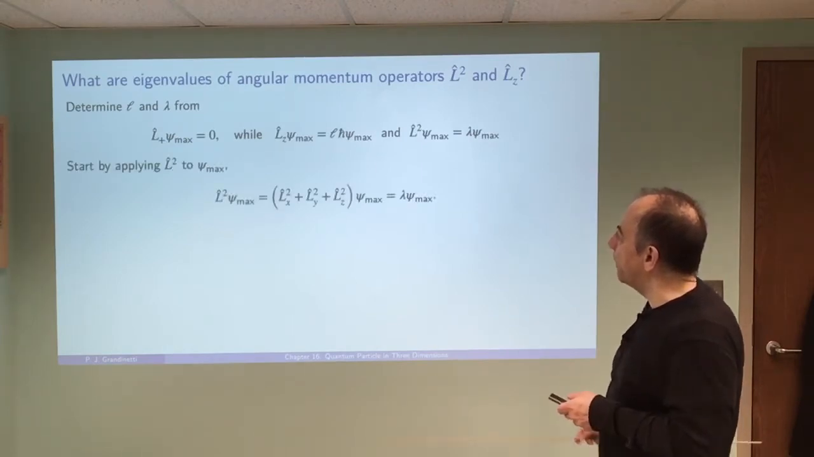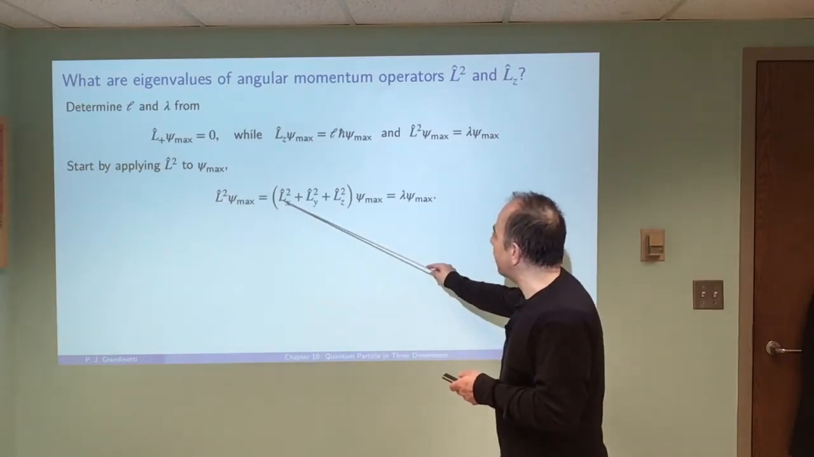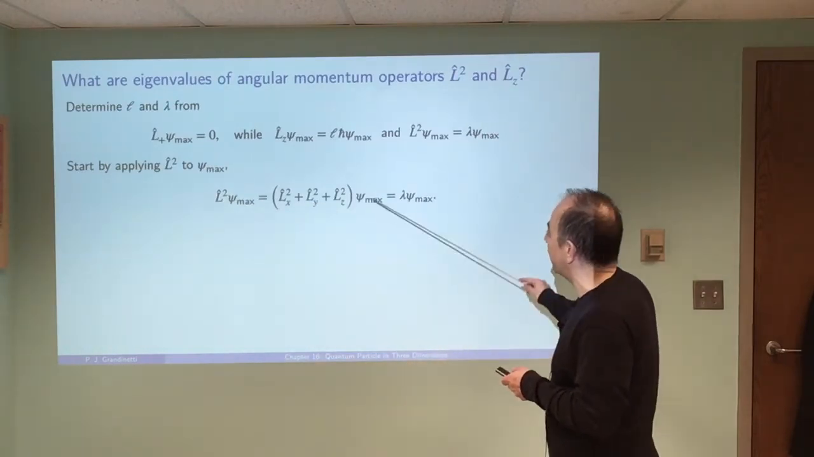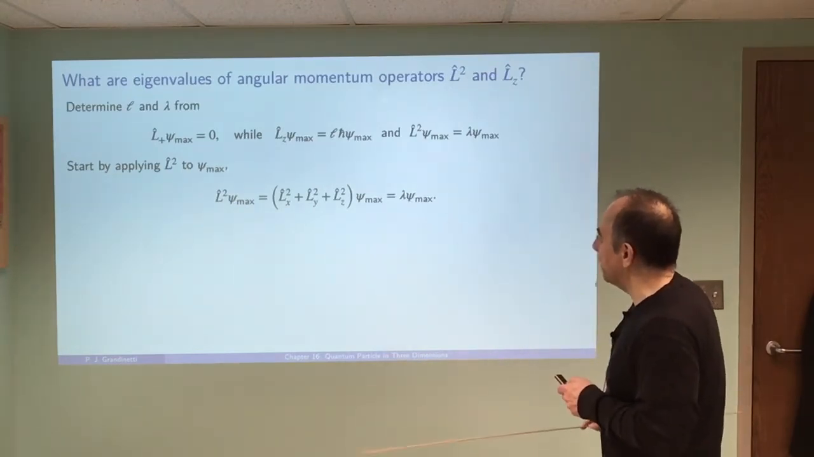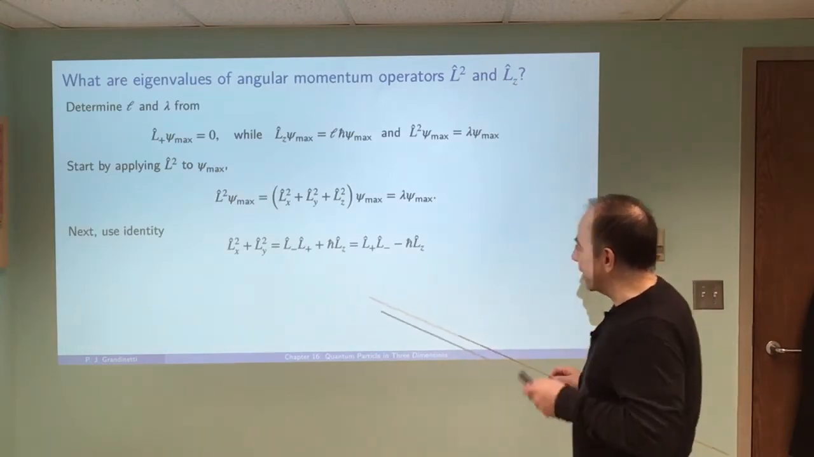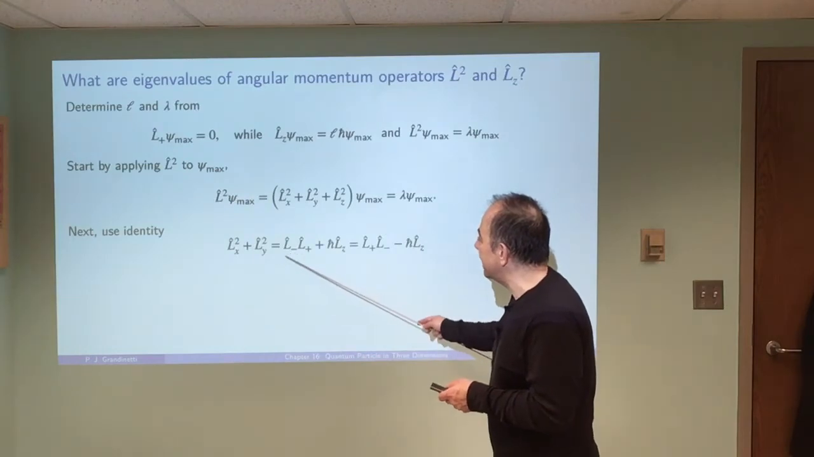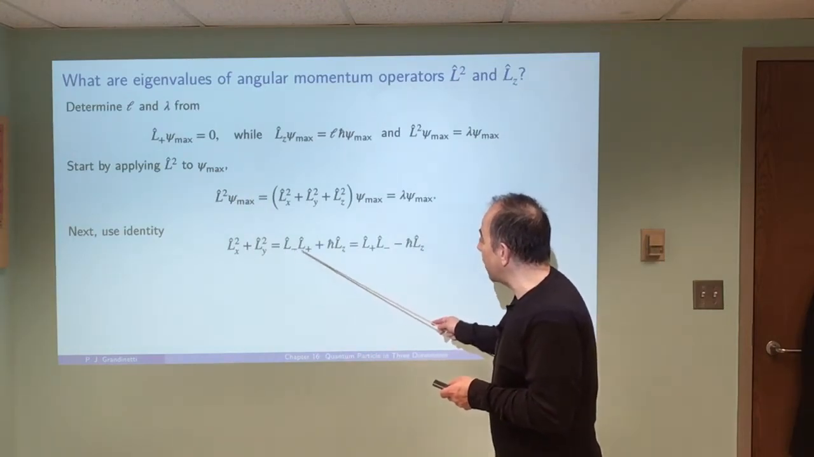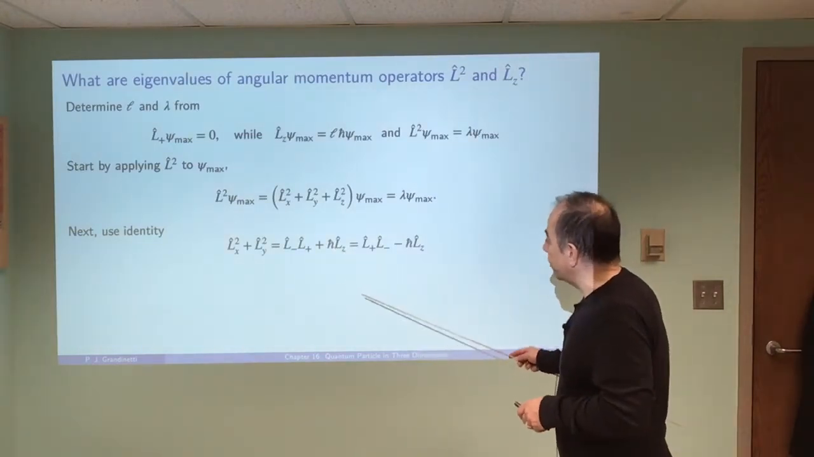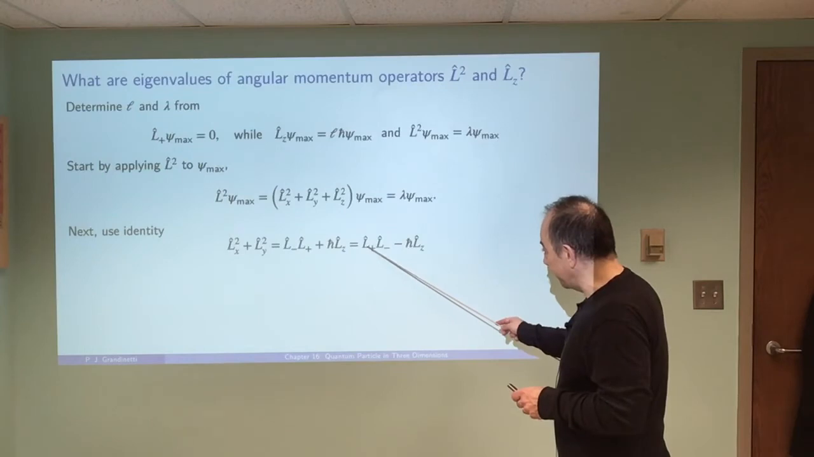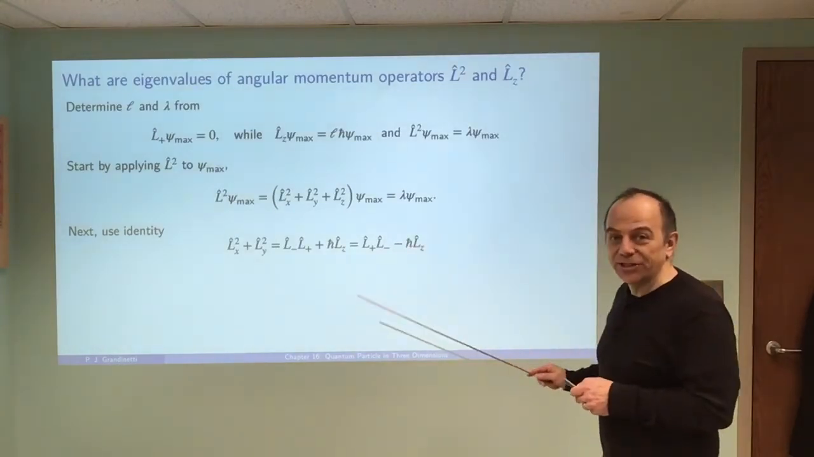I'm going to start by applying L squared to psi max, and I get Lx squared plus Ly squared plus Lz squared, and that's going to give me back lambda times psi max. Now, here's where it gets tricky. I'm going to use an identity which says that Lx squared plus Ly squared is equal to L minus times L plus plus i h bar times Lz. It's also equal to L plus times L minus minus h bar times Lz.